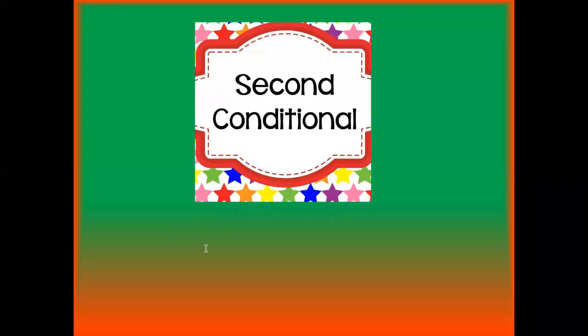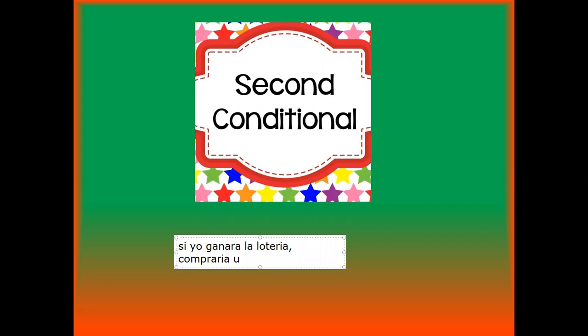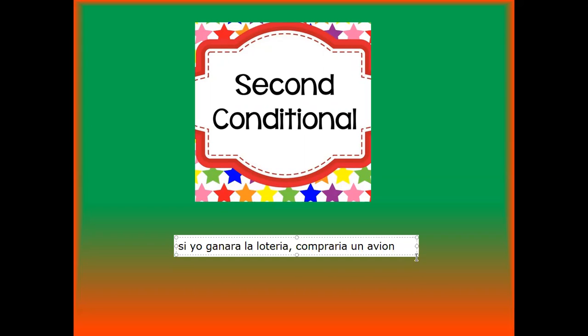The second conditional in Spanish equals when we say, si yo ganara la lotería, compraría un avión. Okay. So in this case, take a look that in Spanish, we have this specific structure. This is something unreal, we can say that it's like a dream. It's something unreal. It's a dream.